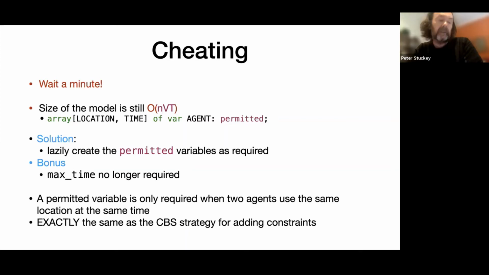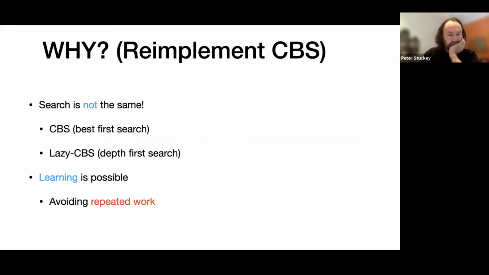And this is essentially the same idea as what happens in CBS, where we only add a constraint about a location once we see that there's a conflict there. There's another bonus here: you don't need to reason about max time any longer, because we'll just add location permitted constraints wherever things happen, and the max time is irrelevant. A permitted variable is only required when two variables use the same location at the same time, and so that's the only time we'll do it. As I said, this is exactly the same as CBS.